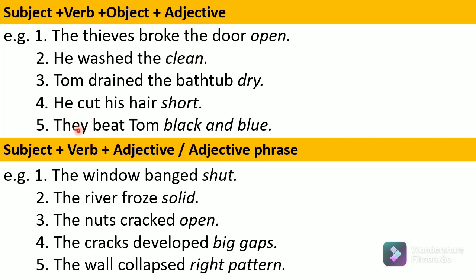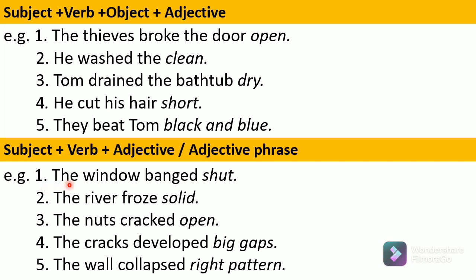Now look at the next structure. Sometimes what happens, the object is not there. Only transitive verbs require an object, and intransitive verbs don't require an object. See this structure: subject plus verb plus adjective or adjective phrase. Please look at the examples given below.